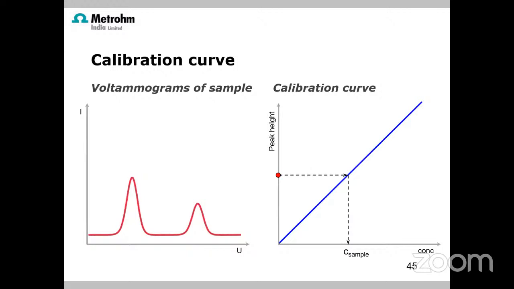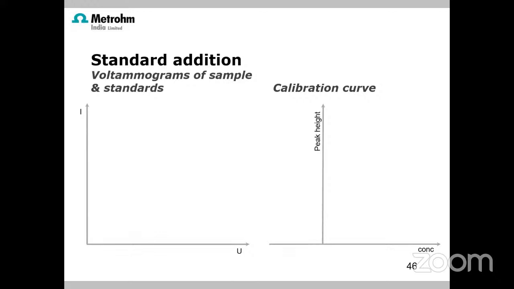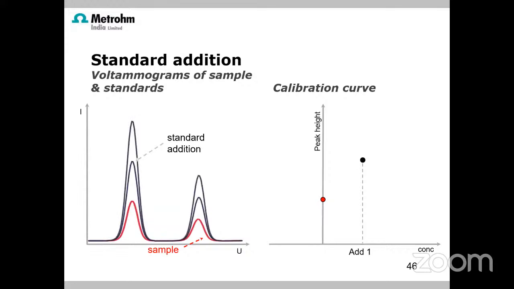There is something unique in this technique which we call standard addition. What we do here is we analyze the sample first, then we add a known amount of standard. Now we compare. This is the most reliable technique of evaluation. Why? Because if I add 0.1 ml of 1 ppm, I know how much current I should get. For example, this is 0.1 ml and this is 0.2 ml. For the first peak, this is the sample, and for 0.1 ml of 1 ppm, I know how much it should come.